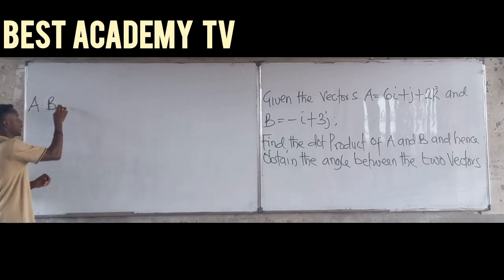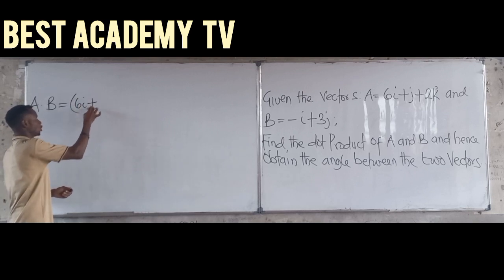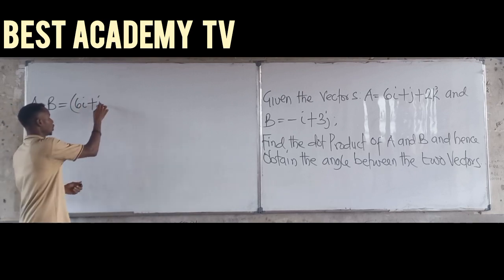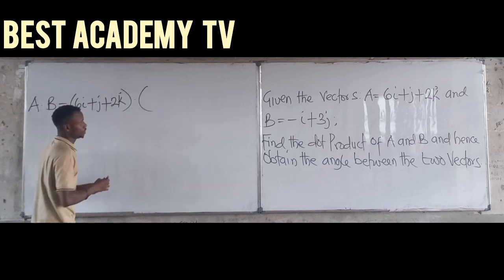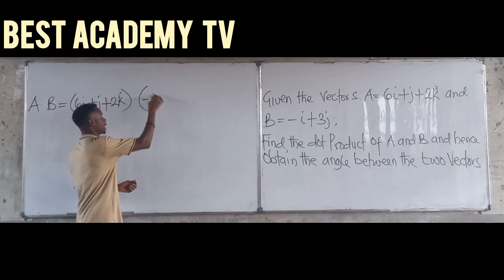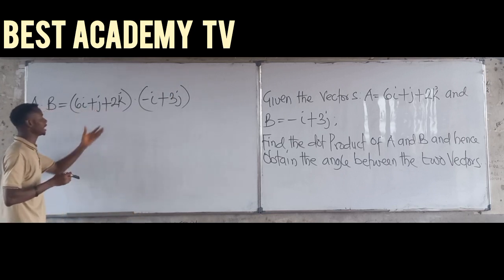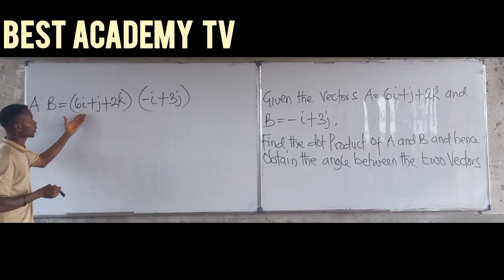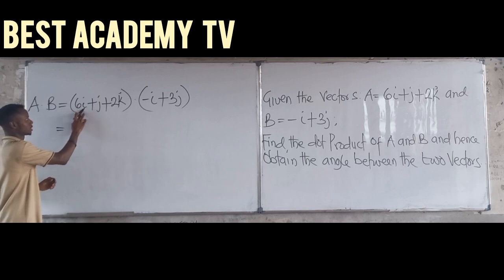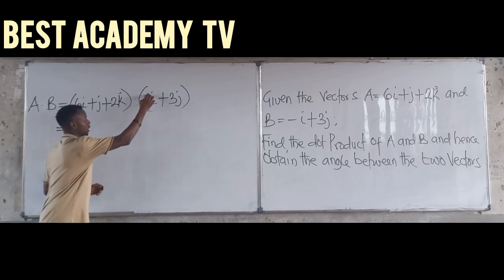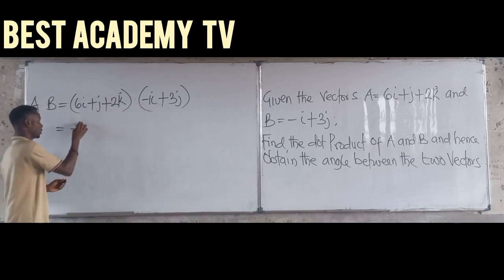So I'm going to replace our A here. The A here is 6i plus j, plus 2k, dot, our B here, which is minus i plus 3j. So evaluating this, I'm going to evaluate it according to the corresponding vector-based statement. This is 6, and there's an invisible 1 here that is minus 1. So 6 times minus 1 is minus 6.